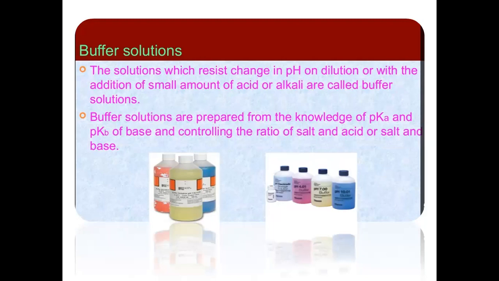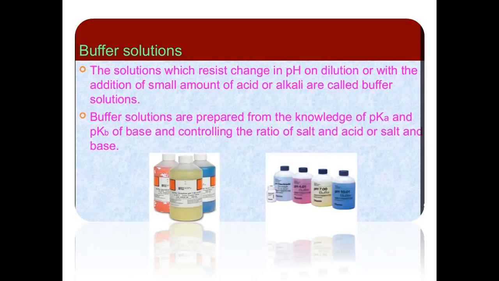How can it be prepared? It is of many types, like simple buffer and mixed buffer, and mixed buffer is of two types, that is acidic buffer and basic buffer, right? Simple buffers are the salts of weak acid and weak base. A mixed buffer, for example an acidic buffer, is an equimolar mixture of a weak acid and its salt with a strong base. Similarly, a basic buffer is an equimolar mixture of a weak base, its salt, and a strong acid.